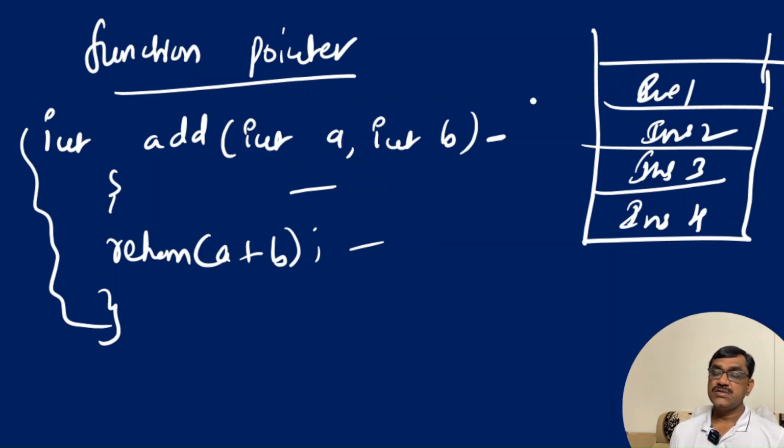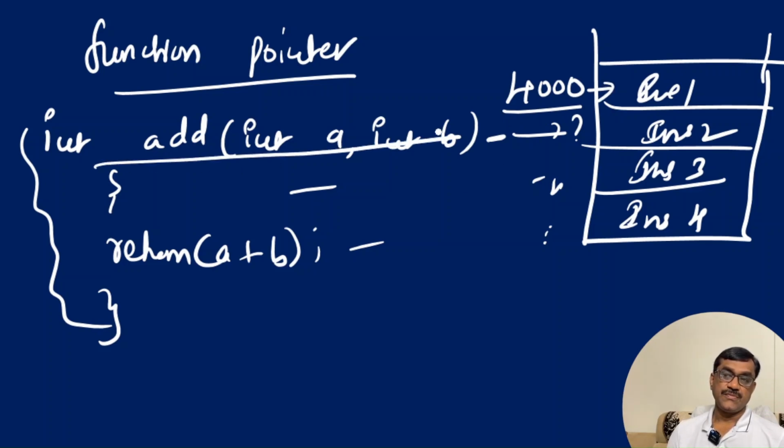Every location, every instruction is having its own address. Assume that this is the starting address. So next it is having its own address, right? This is the starting address. The starting address mainly refers to the first instruction. That means the name of the function.